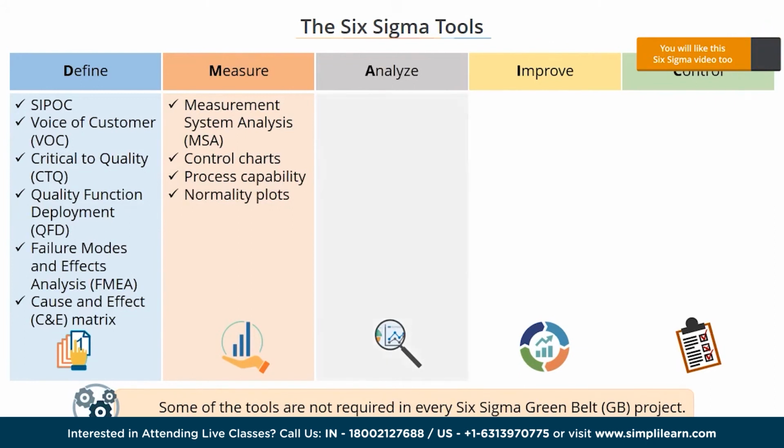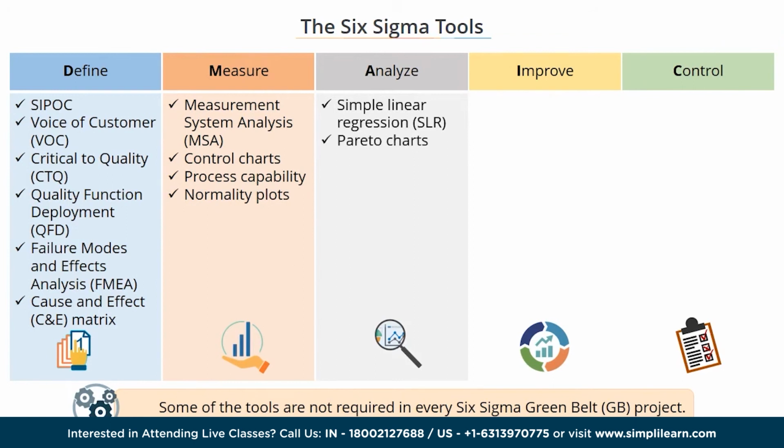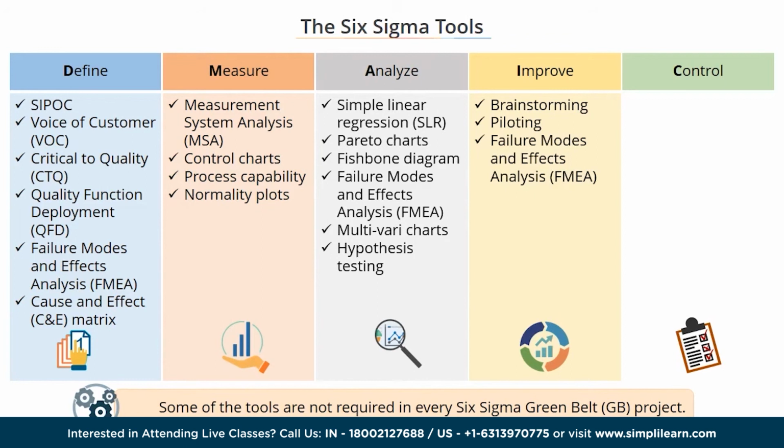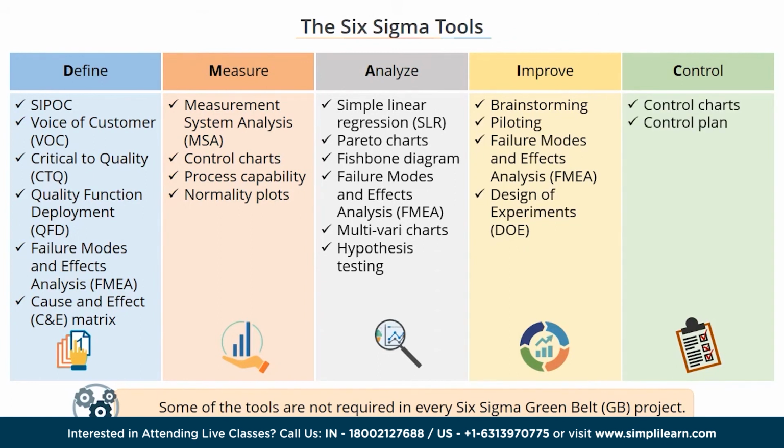In the Analyze phase, we use Simple Linear Regression, or SLR, Pareto charts, fishbone diagram, failure modes and effects analysis, the FMEA, multivariate charts, and hypothesis testing. In the Improve phase, we use brainstorming, piloting, and also the failure modes effects analysis and design of experiments, DOE. In the last phase, Control, we use control charts, a control plan, and measurement system analysis.